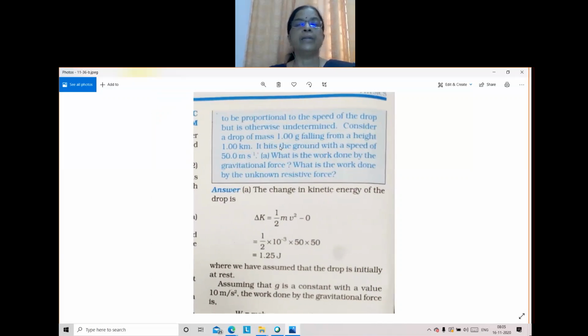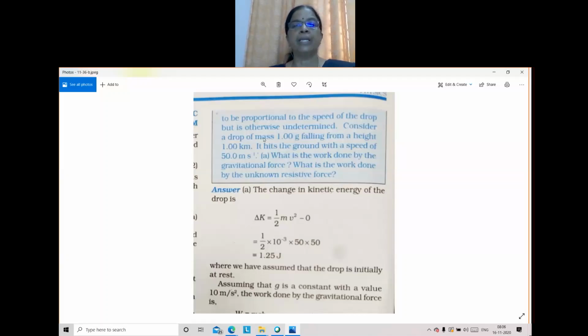See, consider a drop of mass 1 gram falling from a height 1 kilometer. It hits the ground with a speed of 50 meter per second. What is the work done by the gravitational force? What is the work done by the unknown resistive force?